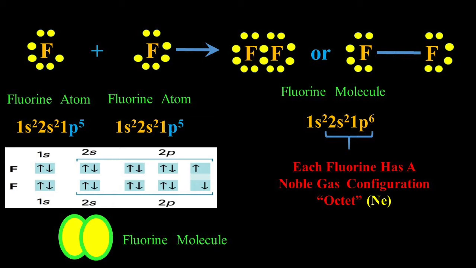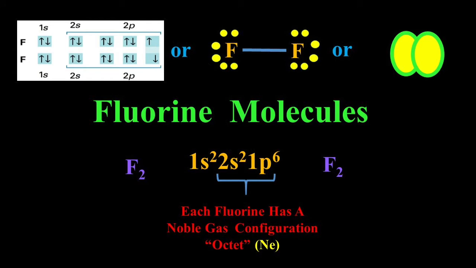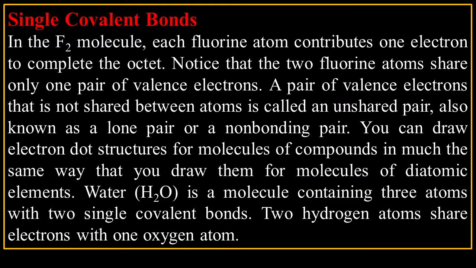So fluorine does it quite easily. They just simply share one electron. Share one, you get one. So this is fluorine, and very simply done. And just think, when you're thinking of fluorine, think each fluorine has a noble gas configuration, octet, such as neon. In the F2 molecule, each fluorine atom contributes 1 electron to complete the octet. Notice that the 2 fluorine atoms share only one pair of valence electrons.